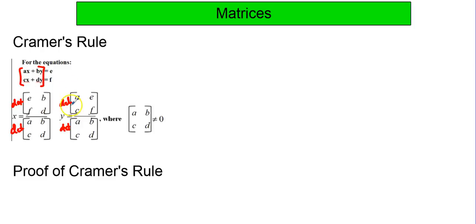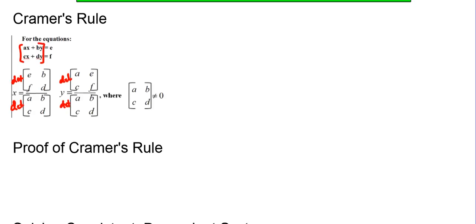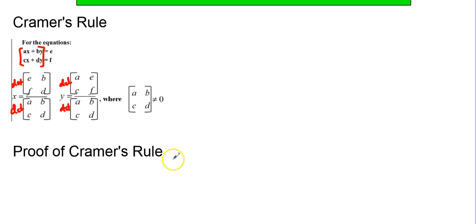All right, and then for the y's, you don't use the coefficients of the y's, and you don't flip for the y's. So it's just the coefficients of the x as your first column, and the constants as your second column, and it's over the same denominator. All right, so I'm not going to do an example. You guys can look back. You should have plenty of examples of those. If you don't, look up on the internet. They're pretty much everywhere. What I do want to look at is the proof of Cramer's rule.